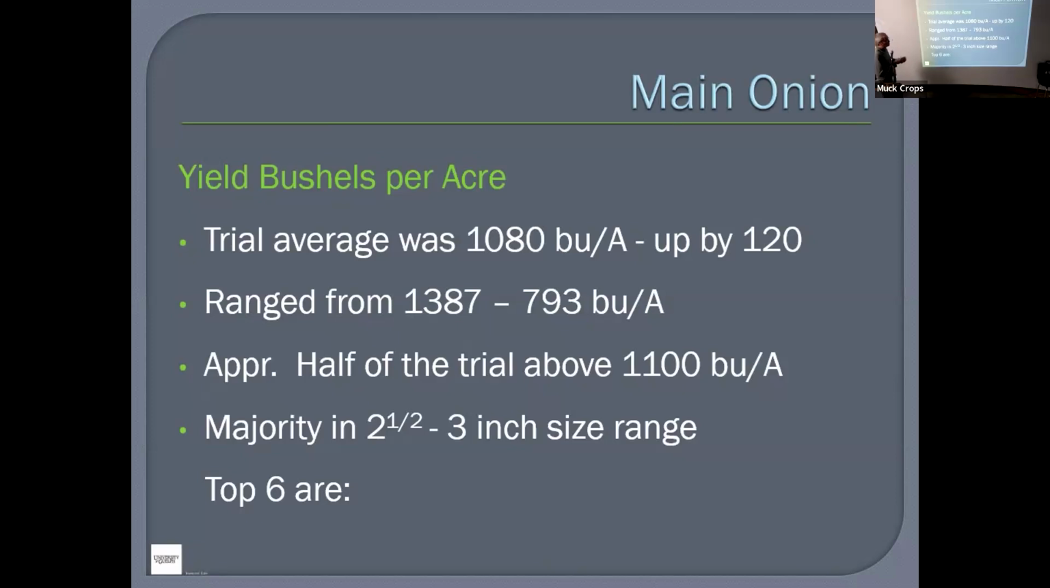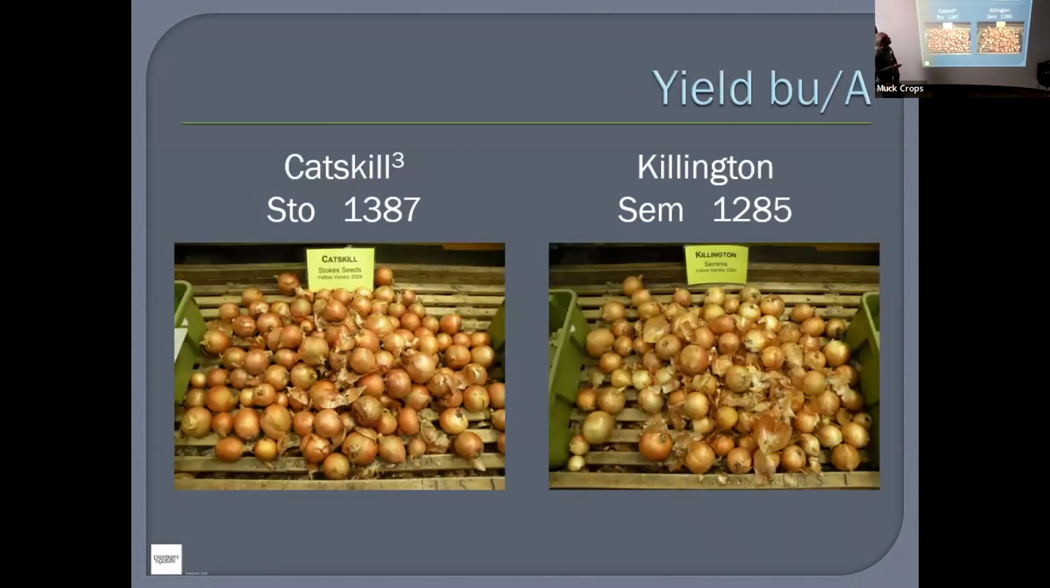So you have to use that as a comparison. Approximately half the trial was above 1,100 bushels. The majority of the onions, number-wise, when we're counting them out, fell in the 2.5 to 3 inch size range, ballpark. The 6 varieties that had the highest bushels per acre yield-wise: Catskill from Stokes at 1387, Killington from Seminis at 1285.